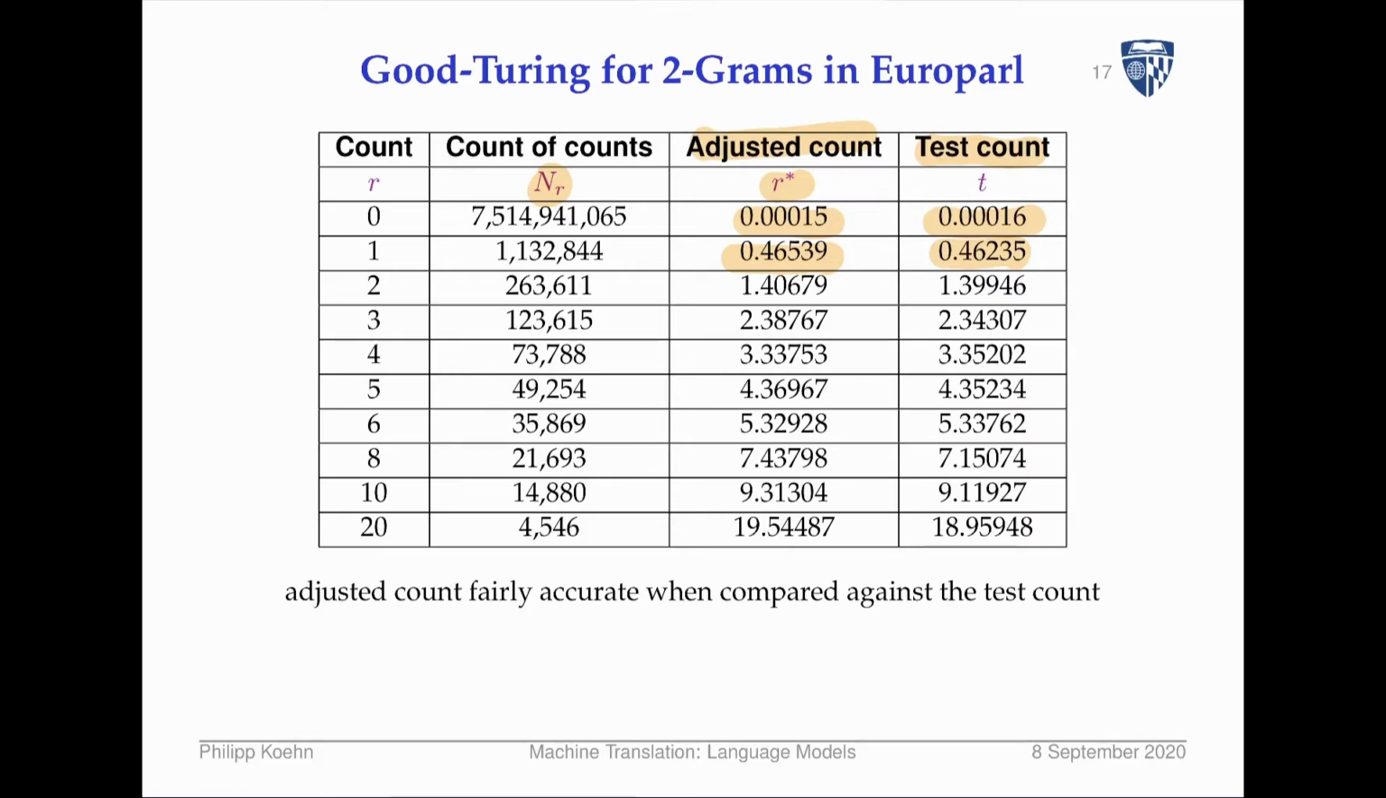So Good-Turing smoothing is kind of a go-to method, and we're only going to later look at even more sophisticated ways to handle this.